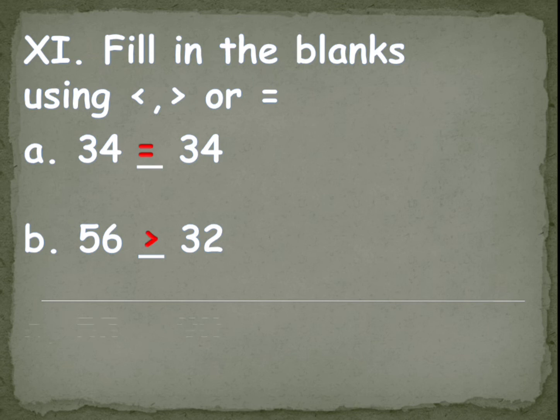Next, 53 dash 90. So 90 is greater, so 53 is less than. You will write the less than symbol. 53 is less than 90. In this way you need to compare and place the symbols. That is your 11th bit.